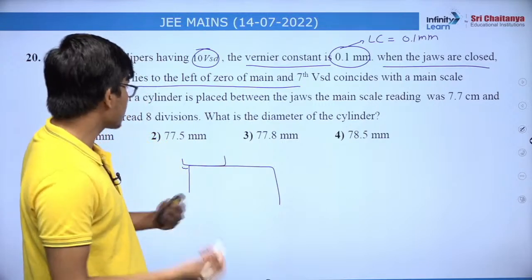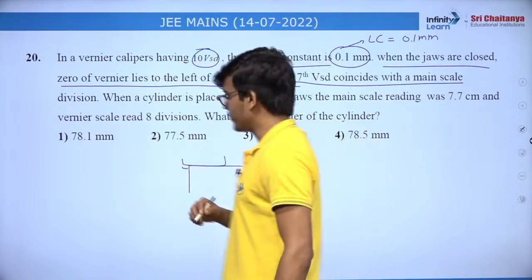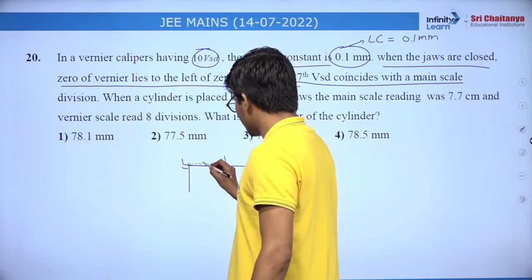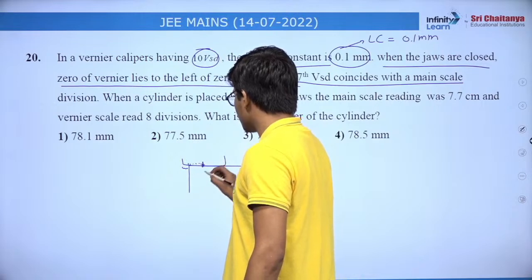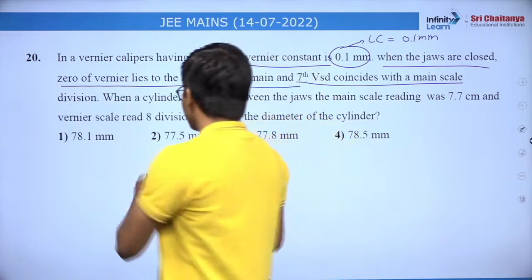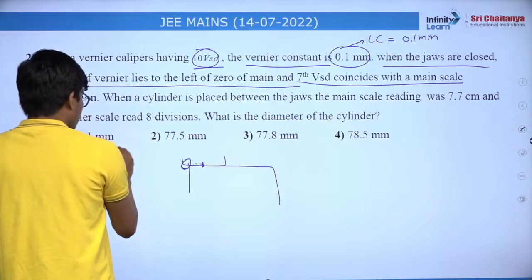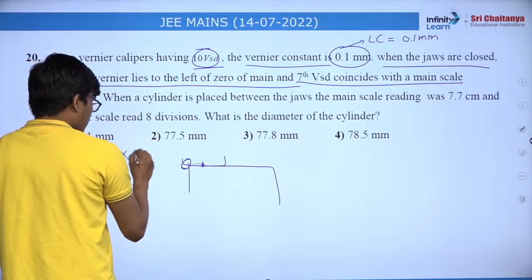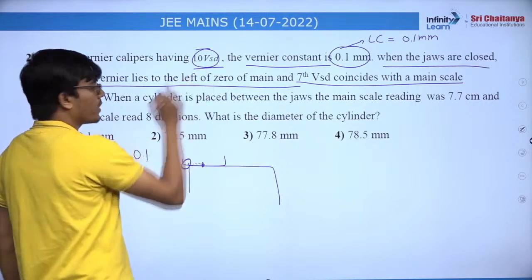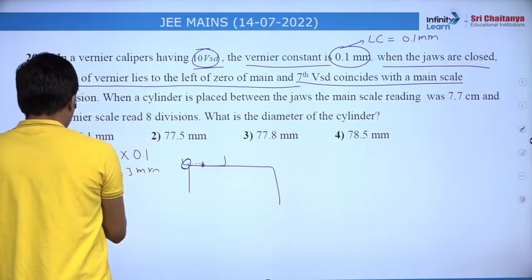And how much does it have? Let us just find. The 7th division coincides with the main scale division. So obviously, what is this error? Negative zero error. If there are 10 divisions in total and the 7th is coinciding, there is definitely an error of 3 divisions, and 1 division length is 0.1 mm. So 0.3 mm is the zero error.